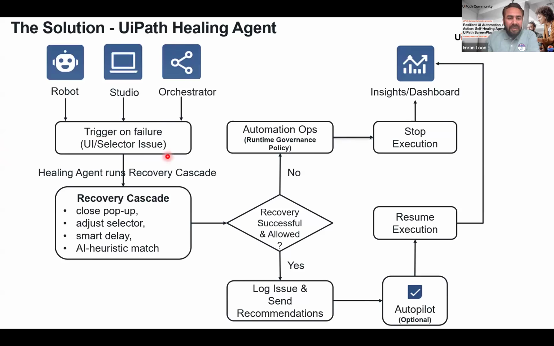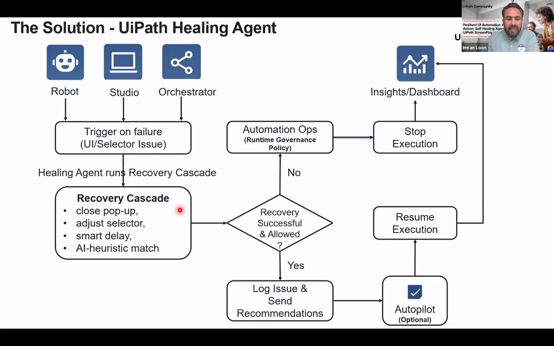So the healing agent gets triggered, right, if there is any UI related issue, selector issue, and the bot fails. This triggers automatically. There are certain settings we need to enable. We will see that in the coming slide. So once the UI selector issue is detected, the healing agent runs the recovery cascade.